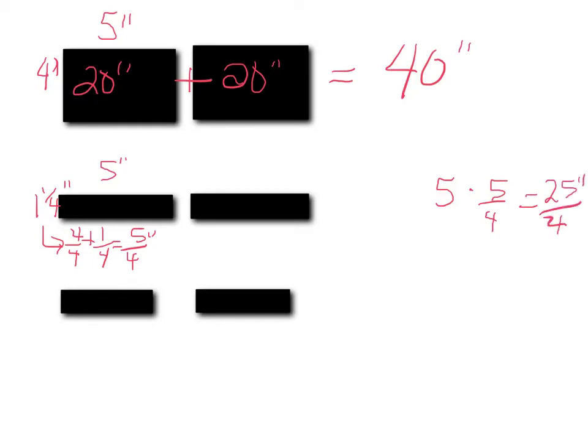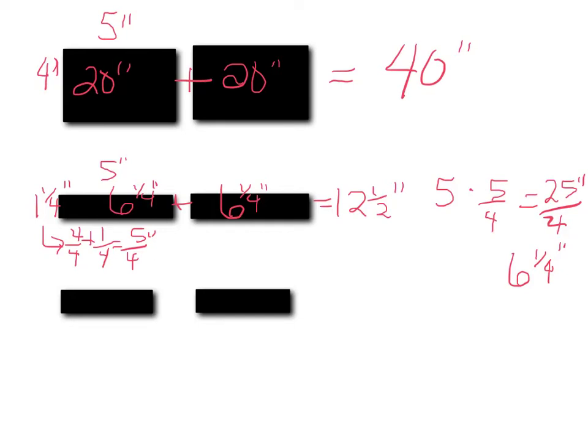25/4 of an inch. When I simplify that, 4 goes into 25 six times, so I have 6 whole inches and 1/4 of an inch remaining. So the area of this is 6 1/4 inches. I have another 6 1/4 inches, so I have 12, and 1/4 plus 1/4 is 2/4 or a half. So I have 12 1/2 inches when I combine those 2 sides.